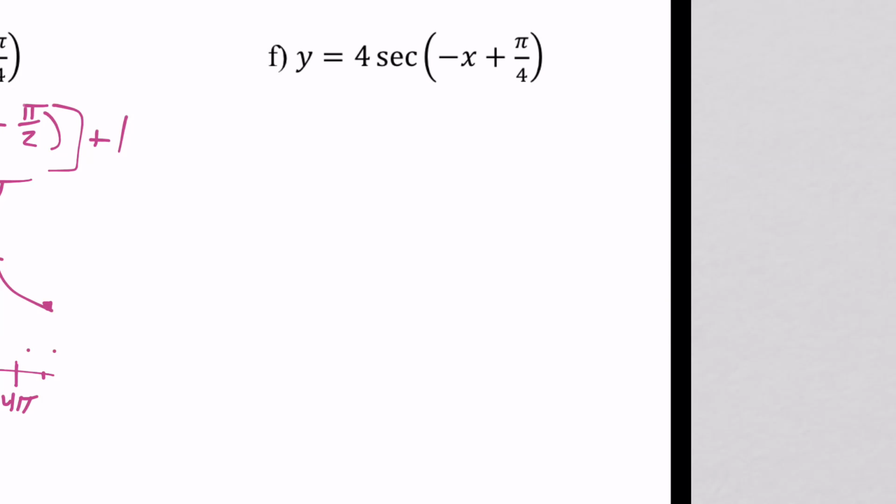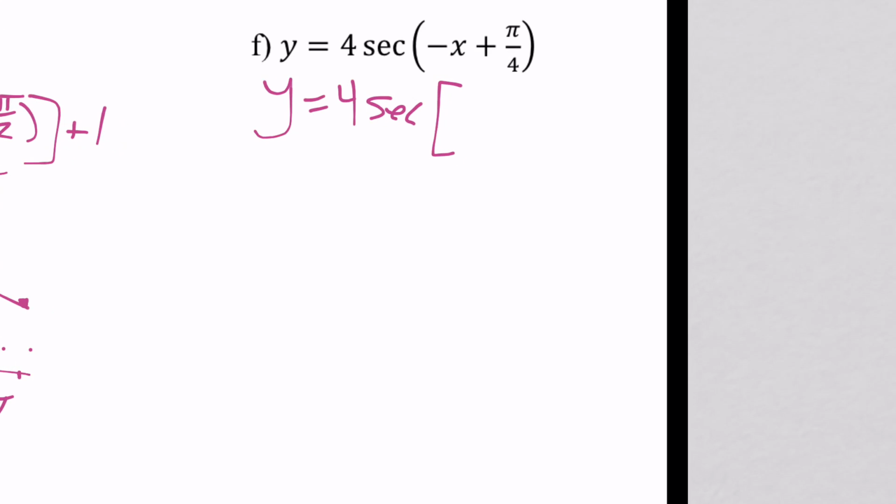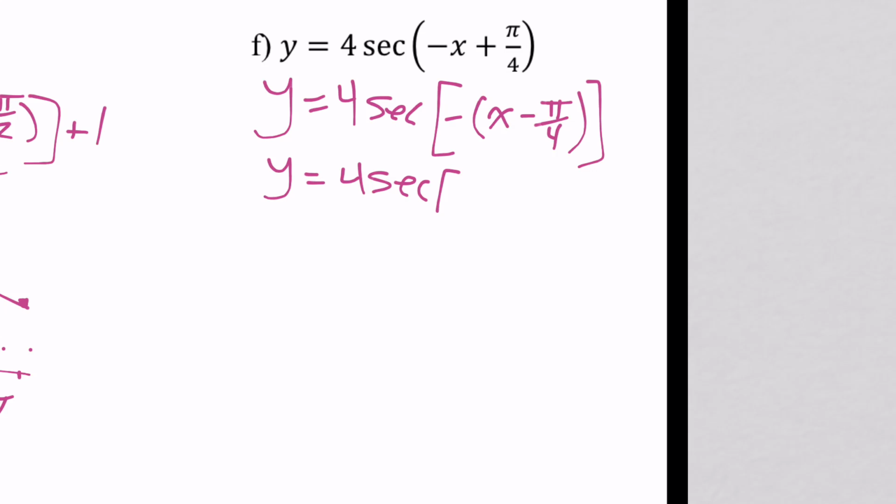Okie dokie, one final secant graph to graph. Y equals 4 secant of, pull out a negative, negative x minus pi over 4, because we're pulling that negative out. Well, secant goes with cosine, which is an even function, which means that negative is doing nada. So 4 secant of just straight up x minus pi over 4. Get rid of that negative.